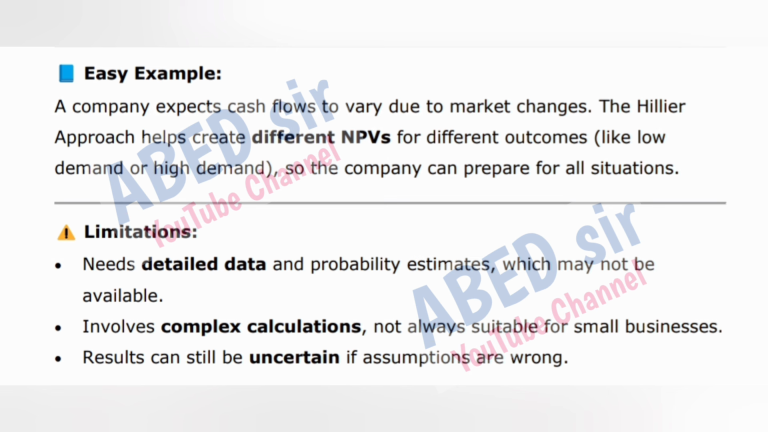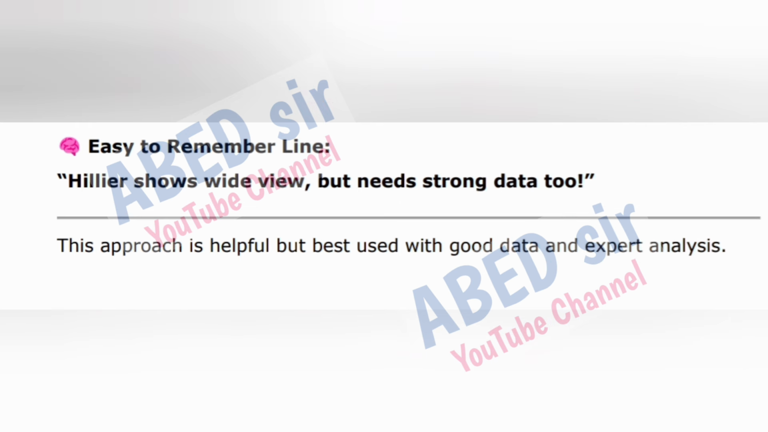Limitations. Needs detailed data and probability estimates, which may not be available. Involves complex calculations, not always suitable for small businesses. Results can still be uncertain if assumptions are wrong. Easy to remember line. Hillier shows wide view, but needs strong data too. This approach is helpful but best used with good data and expert analysis.